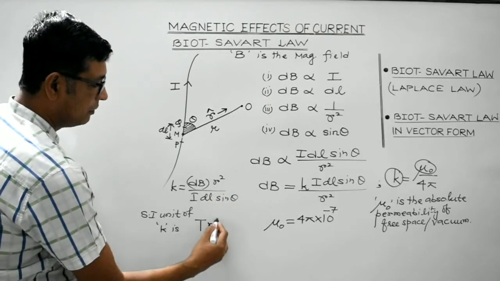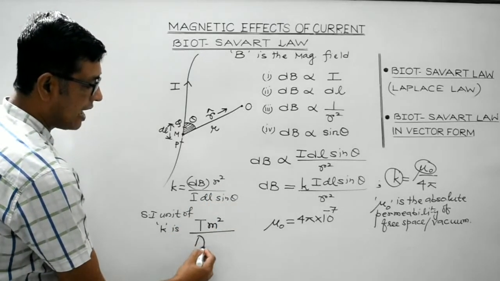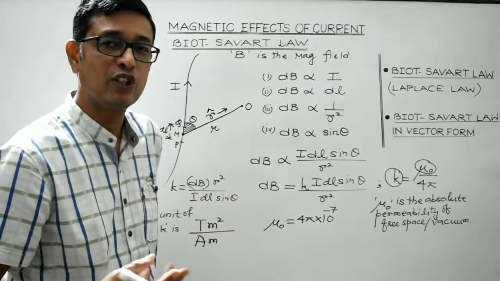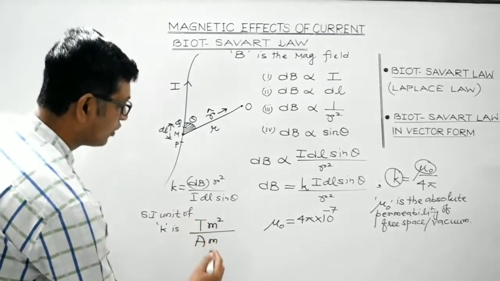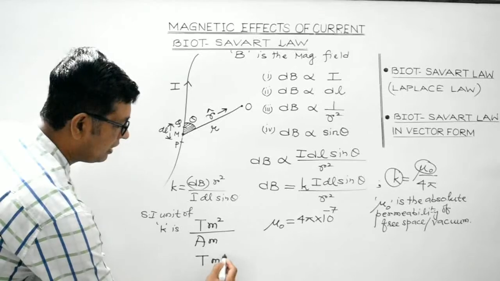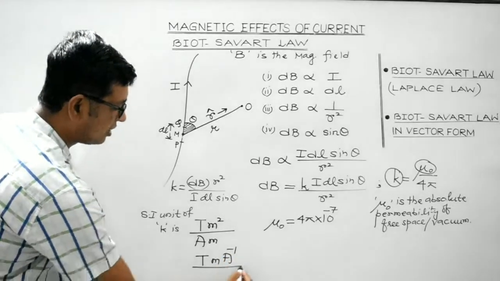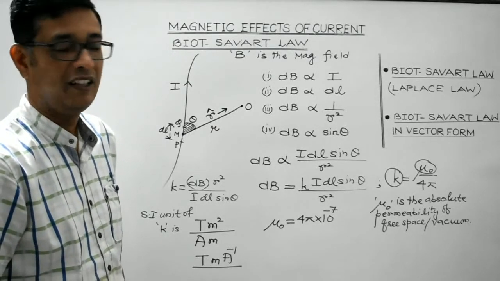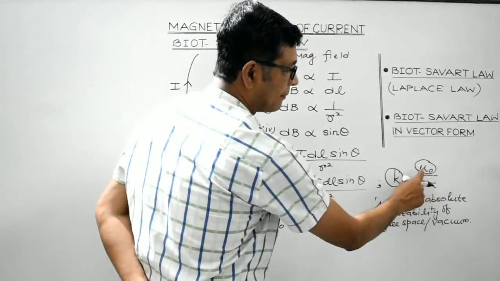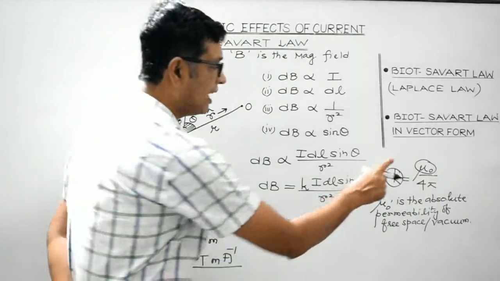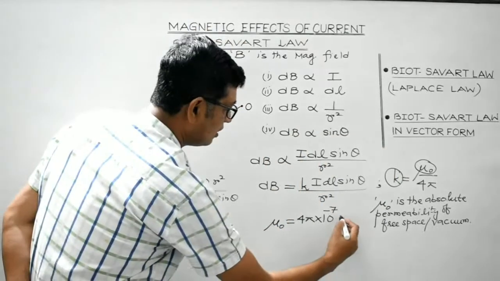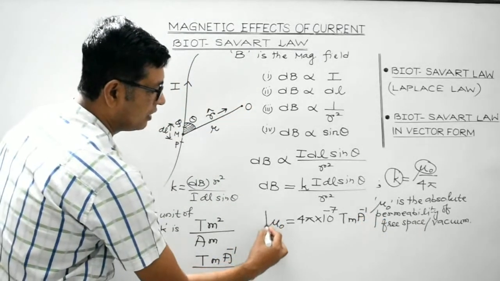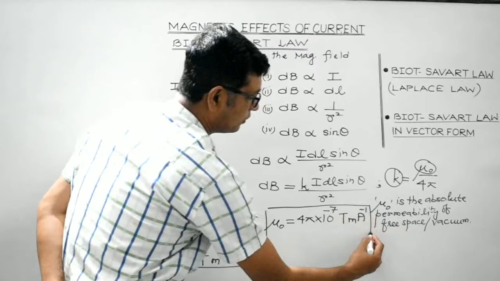Distance square, so it is meter square. Current, it is ampere. dl, it is meter. Sin theta, as we are aware, all the trigonometric functions are dimensionless. So what you get is Tesla meter per ampere. So students, this is the SI unit of constant of proportionality, that is K. So therefore, mu naught, which is the absolute permeability of free space, will have the same unit as that of K, which is Tesla meter per ampere. So this is the SI unit. So students, please remember this particular value.